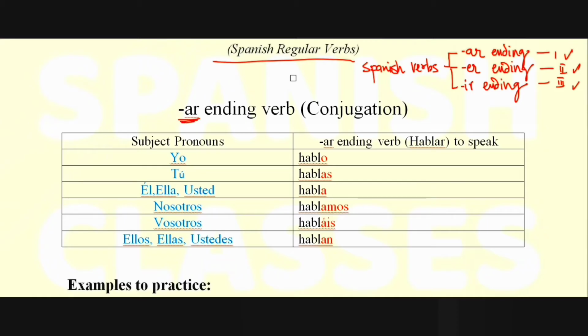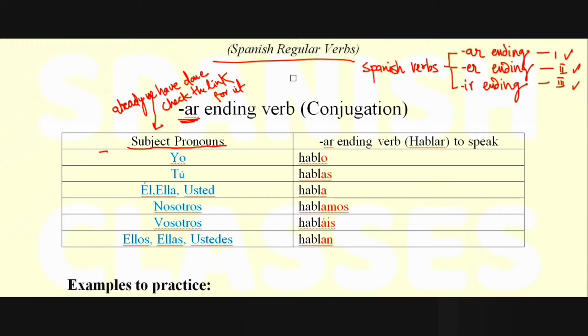Now we will start with AR ending Spanish verbs and their conjugations. You can see these are subject pronouns. Already we have done in the last session. If you have missed it, you can go through the link given in the description box. See, these are subject pronouns.